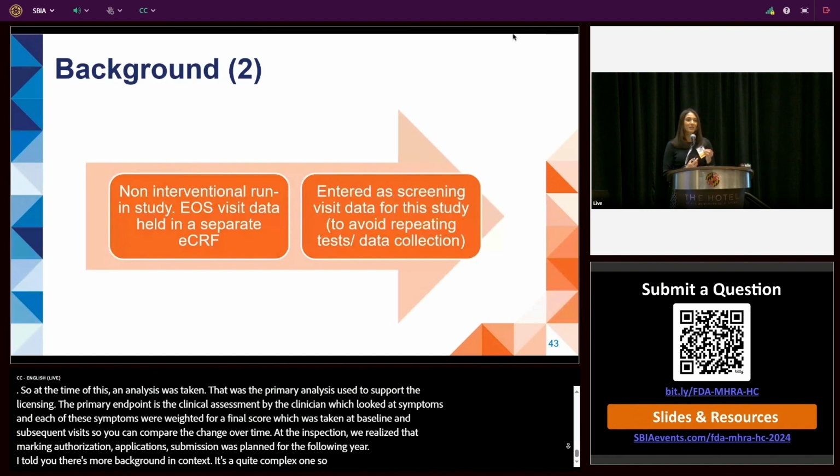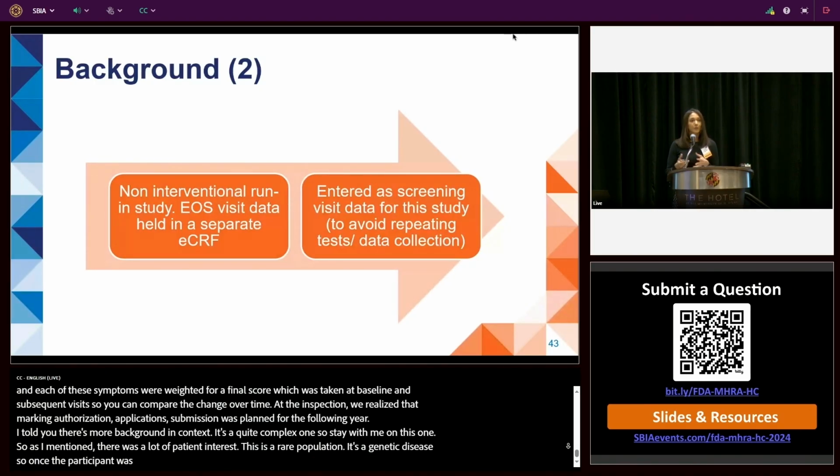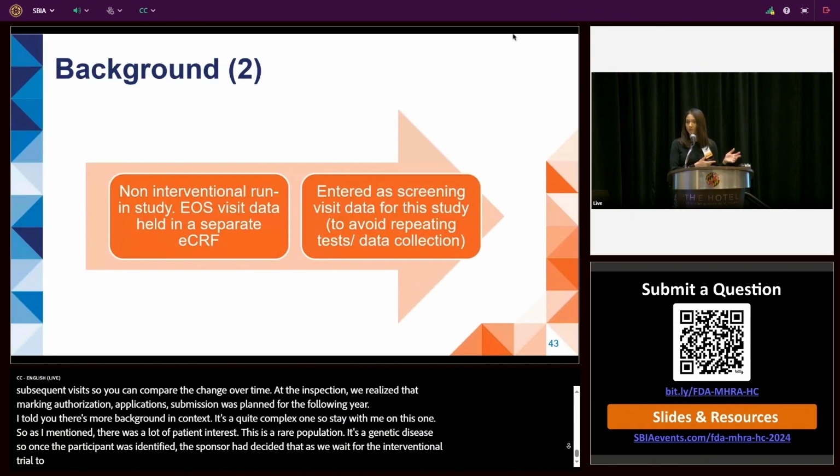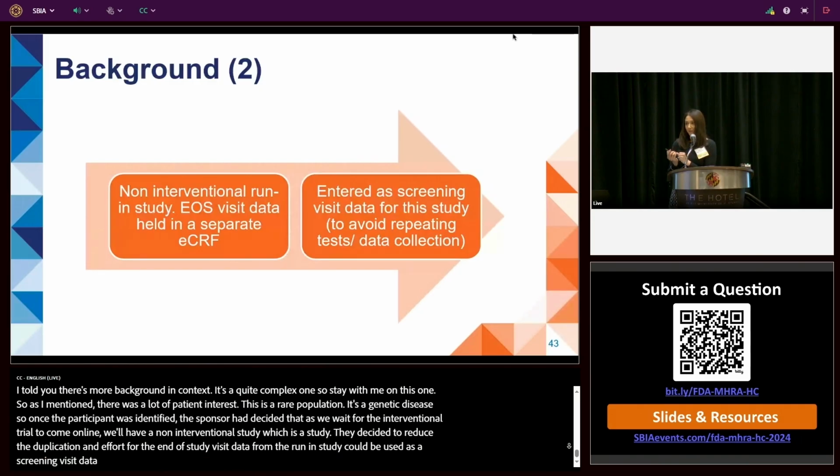So as I mentioned, that there was a lot of patient interest. This is a rare population. It's a genetic disease. So once a participant was identified, the sponsor had decided that as we wait for the interventional trial to come online, we'll have a non-interventional study, which was a run-in study. And they had decided to reduce duplication and effort, that the end of study visit data from the run-in study could be used as the screening visit data for this interventional trial. Okay, hopefully everybody's still with me, and online you're with me as well. So that's important to bear in mind.